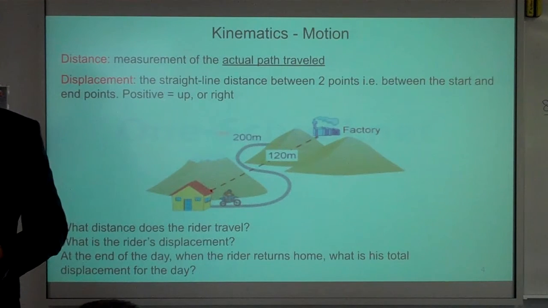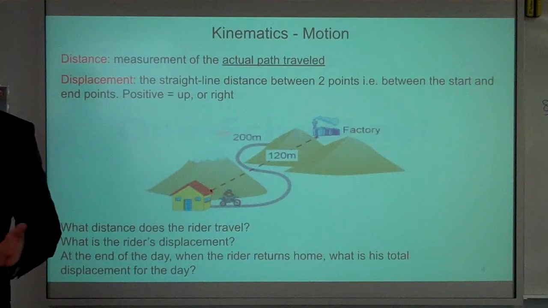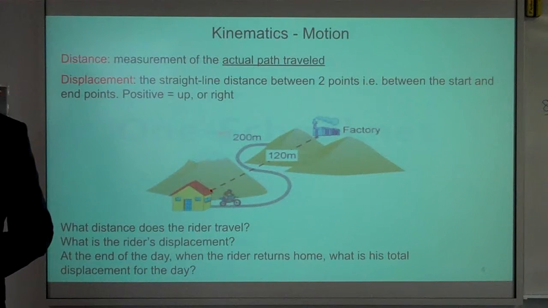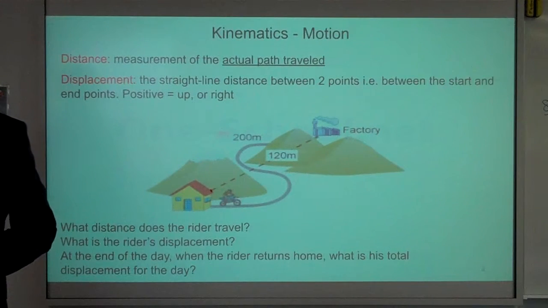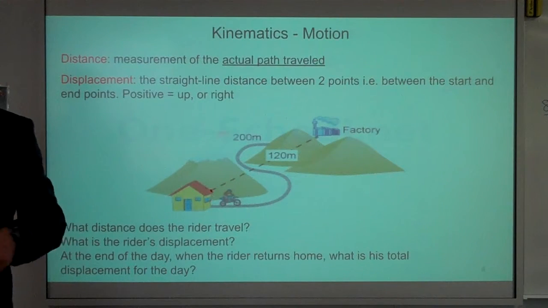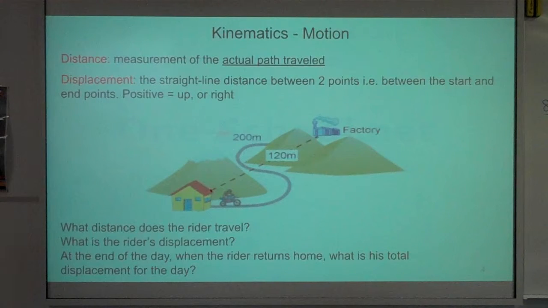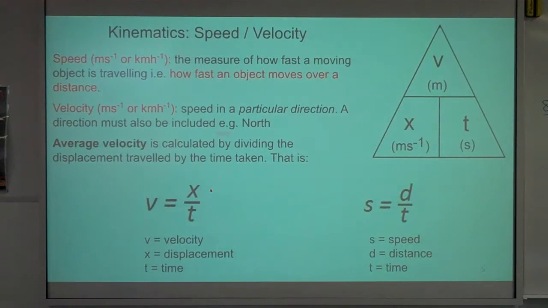The question that typically comes up in tests and exams is you'll have someone running a 400 metre race. So the 400 metres, the start line and the finish line are the same, and you run 1 lap. And what distance did the person travel in the race? 400 metres. What is the displacement of the person at the end of the race? 0 metres. Even though they ran a lap, they have returned to where they left from. Okay, so that's a key difference between displacement and distance.